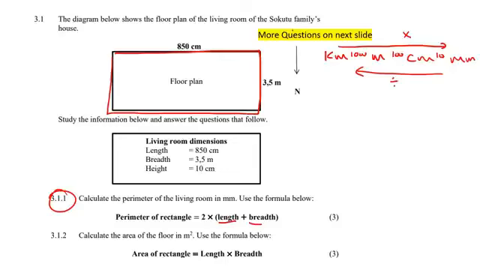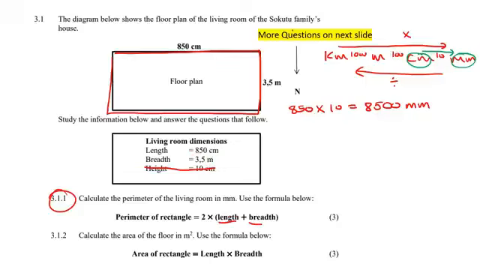So they're using this formula, so they're not using the height right now. So we need to change both of these into millimeters, because that's what they've said. So let's take this first one. It's going to go from centimeters to millimeters. So if you go this way, you multiply. So we're going to say 850 multiplied by 10, and that's going to give us 8,500 millimeters.